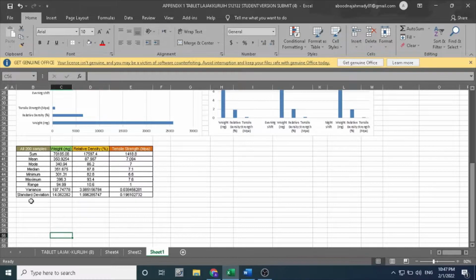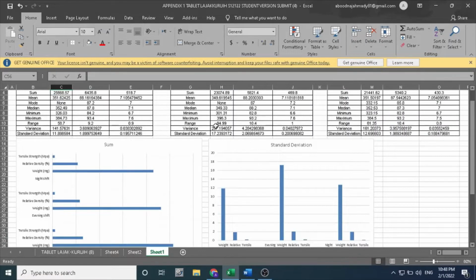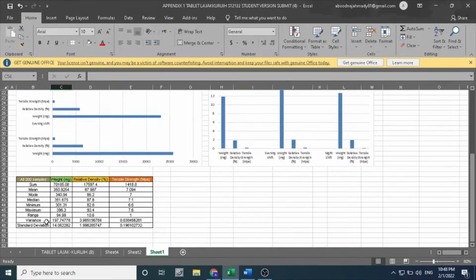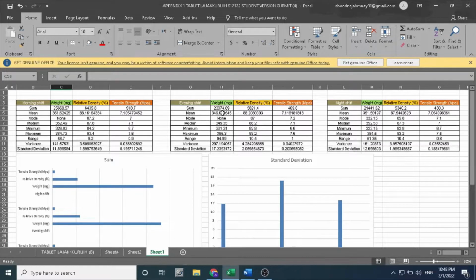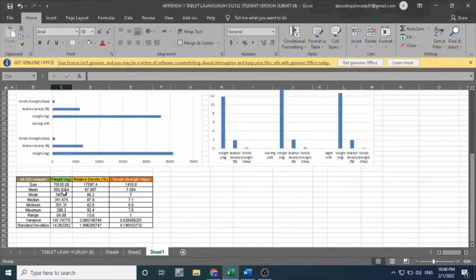You can see that the standard deviation is actually less than the evening shift, which is 17 here. Now it's only 14, and the variance is also less than the evening shift. For the mode, there's actually a new highly repeated value, which is 340.94.